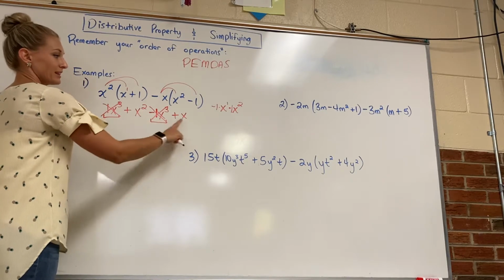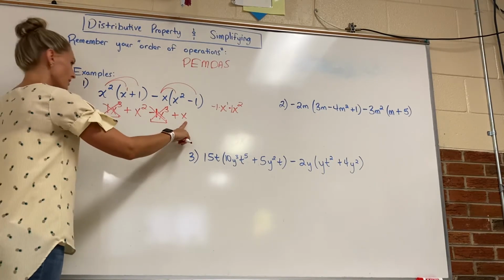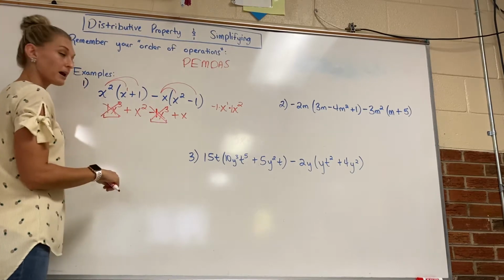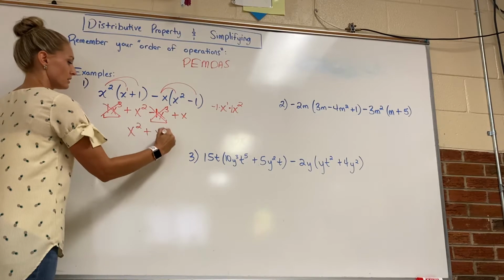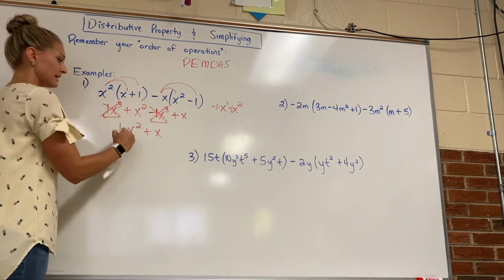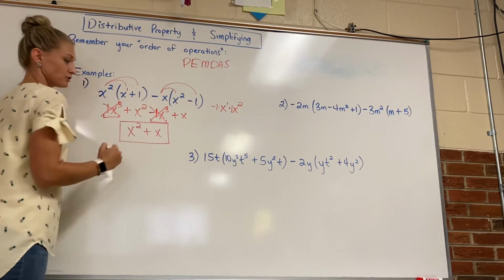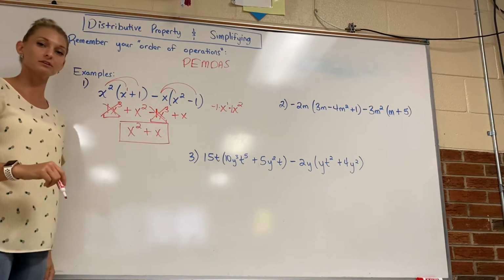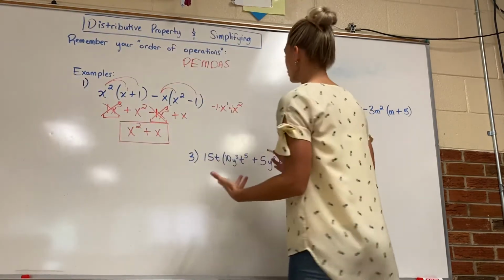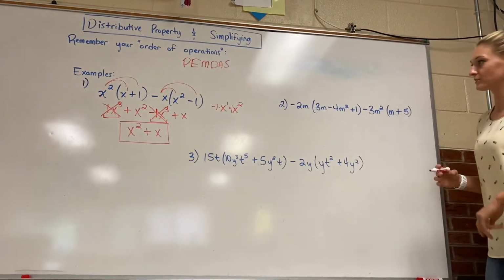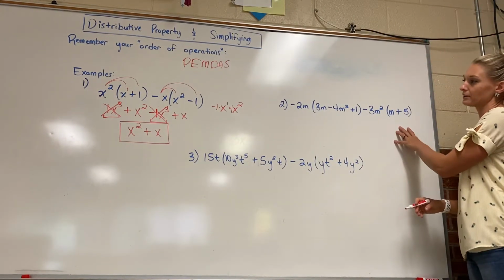The x squared and the x, those are not like terms, and so you can't combine them. So what's going to happen is you're just going to bring those down. And then those won't combine, and it's already in standard form, so we're good. Okay, so that one is just kind of an introduction to it. So let's do another one. So let's say that we have this one right here.